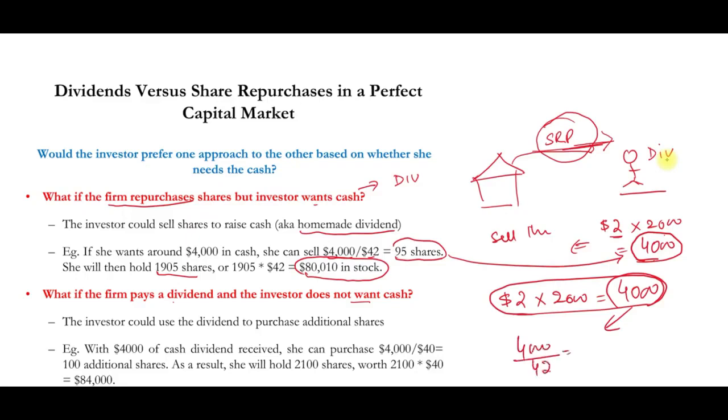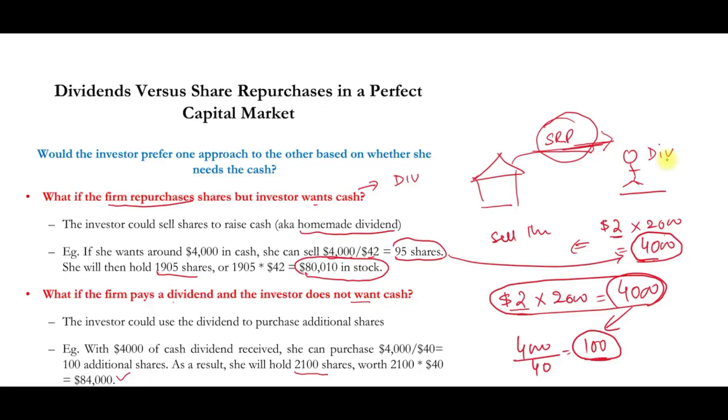42 share price, how many shares can he buy? Sorry, it would be 40. Please remember this point, because when the company has paid dividend, the price would drop. Okay, so I made a mistake. It should be 40. Okay, so it would be 100 shares. He can buy back 100 new shares of 40 each. As a result, he or she will hold 2100 shares worth 2100 into 40, it is equal to 84,000.